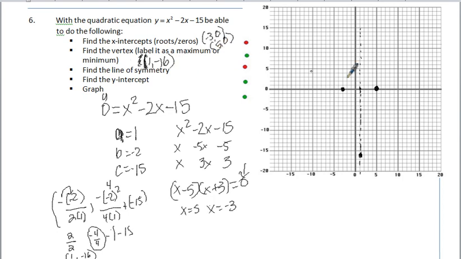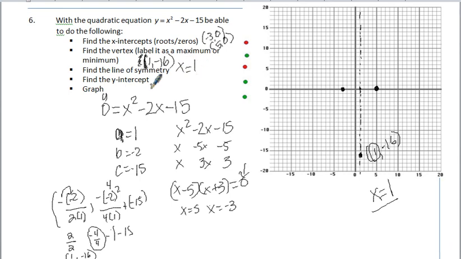Now we're going to find our line of symmetry. This is a vertical line. Remember that vertical lines don't have y-intercepts. So if this is my vertex, then my line of symmetry is x equals 1, because my equation doesn't have a y. So that's my line of symmetry.